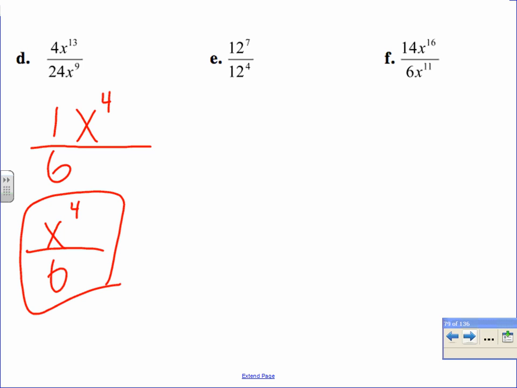Don't do the closing yet. Go ahead and try E and F. Don't do the closing yet because some of those are harder. Nope, no decimals. Nope. Simplify the fractions.